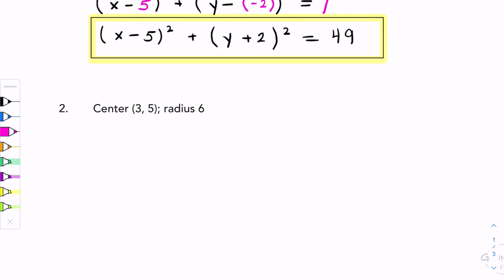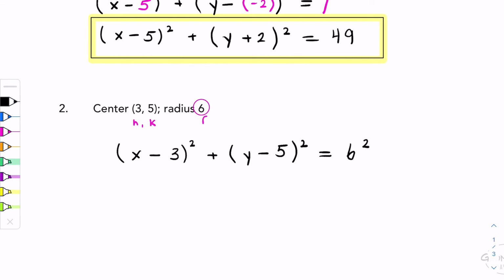Our next example has a center at 3 comma 5, h value 3, k value 5, and a radius of 6. When I substitute this into the formula, we have x minus 3 in parentheses squared plus y minus k, which is 5, in parentheses squared, and this is equal to 6 squared, or the radius squared. We clean this up for our final answer of x minus 3 in parentheses squared plus y minus 5 in parentheses squared, and this is equal to 36.